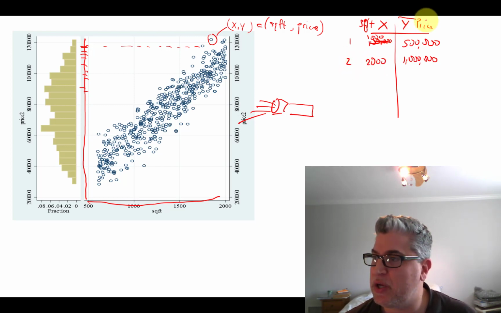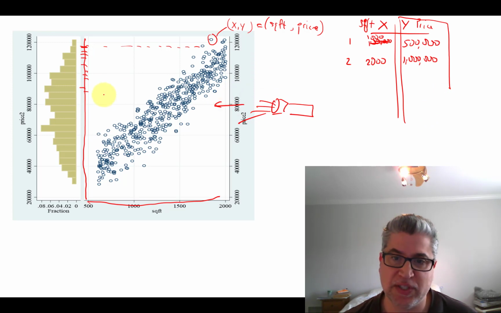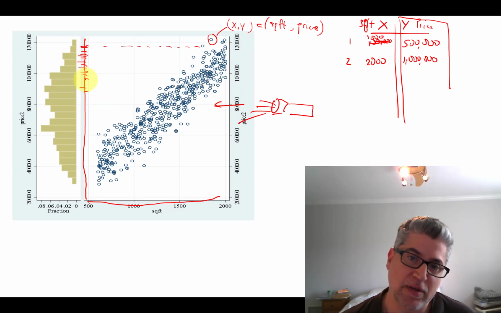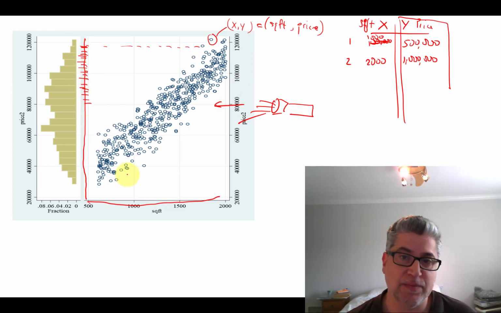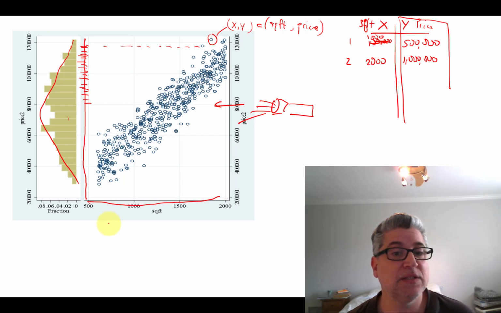Let's just focus on the price part, which you can do by thinking about shining that flashlight through the scatter so that all that's left is y values. And you can see quite clearly here that you've got some kind of distribution of price.